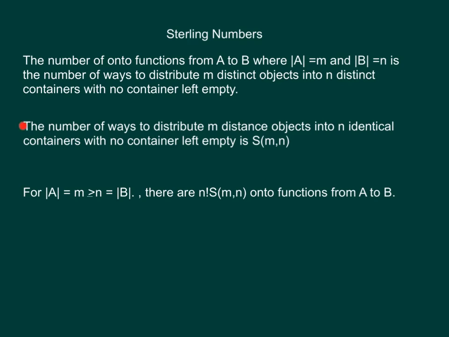And now to relate the Stirling numbers back to this original problem, the number of onto functions from A to B, where we distribute m distinct objects into n distinct containers with no container left empty. So for the cardinality of A equal to m, which is greater than the cardinality of B, which is equal to n, there are n factorial S of m, n onto functions from A to B. Essentially, the difference between this first idea and the Stirling numbers is the first idea has distinct containers, whereas the Stirling numbers has identical containers. So in order to make these identical containers distinct, we order them, and that's this n factorial.